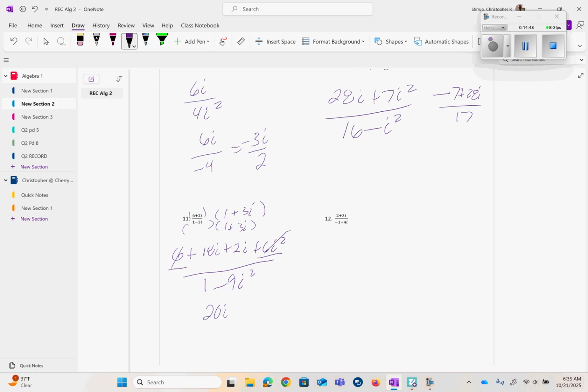On bottom, I'm going to get 1 plus 9, which is 10. Reduce that, so I just come up with 2i for an answer.